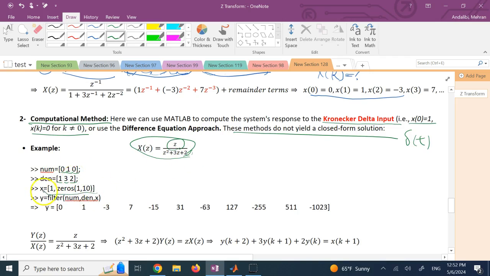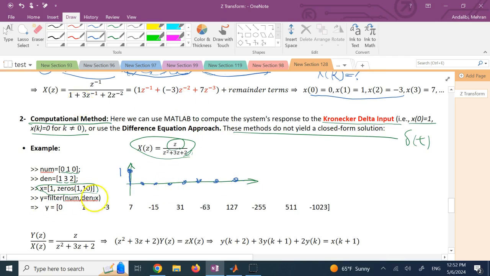Then you form your Kronecker delta function by having a 1 at 0 and a bunch of zeros to follow. So here, this is how I define this Kronecker delta function. I say at 0, the first element is a 1. Everywhere else, it's a 0. And you can make it as long as you want. The number of zeros that you use here determines the length of the response. So here I'm using 11 elements, so I'm going to get 11 entries of x of z.